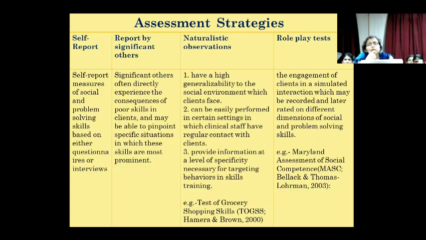Next we move forward to the role play test. The role play test involves the engagement of clients in a simulated interaction, which may be recorded and later rated on different dimensions of social and problem solving skills. One example of that is the Maryland Assessment of Social Competence.